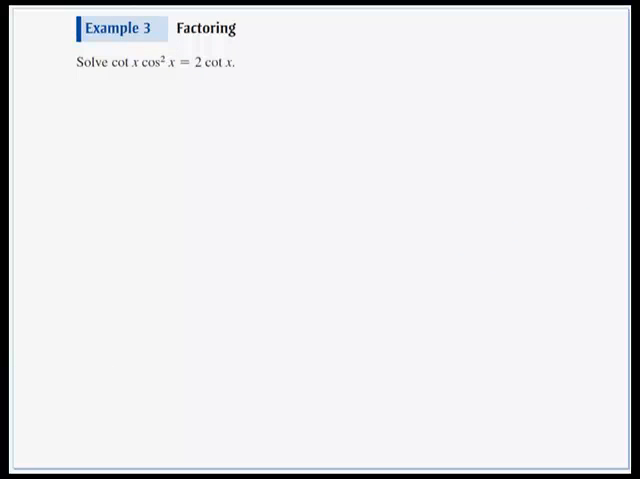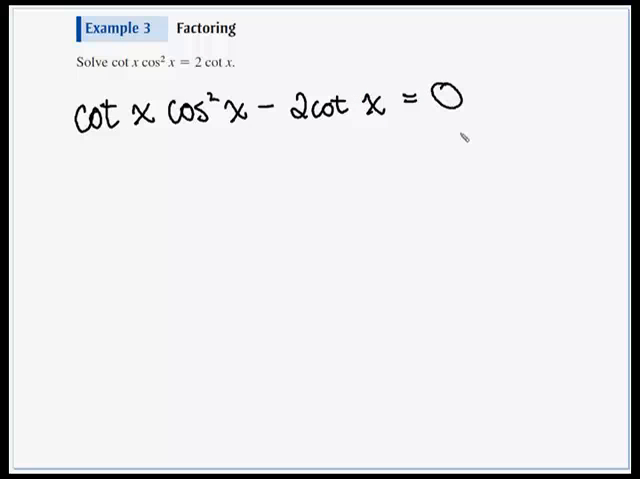In example 3, we're going to have to factor a little bit. An algebraic technique is to factor: get everything on one side, set it equal to 0, and factor it. And that's what we're going to do here. On the left, we have cotan x times cosecant squared of x. On the other side of the equal sign, we have 2 cotan x. If we subtract that from both sides, we'll have a minus 2 cotan x on the left, and now the whole thing's equal to 0.